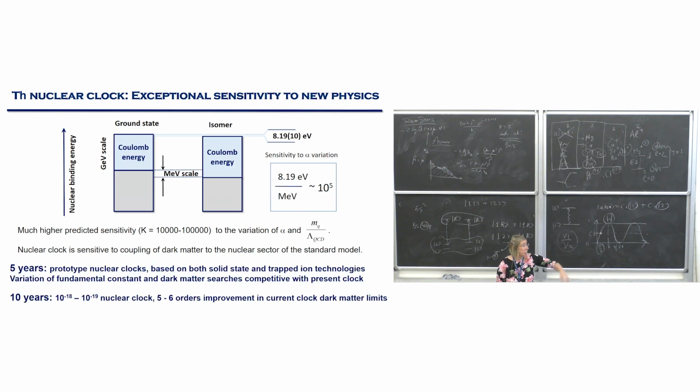or even more. But most importantly, it also has about the same sensitivity to quark masses, to lambda QCD, and for many reasons, especially for the relaxion, it's more likely to actually couple to the gluon sector than to the photon sector. And in this case, we think we will have prototypes in 5 years, which will already be comparable. In 10 years, we will have a high precision nuclear clock, and then we'll be better by 5-6 orders of magnitude. So which other field can you improve by 5 to 6 orders of magnitude in dark matter parameter space in 10 years?